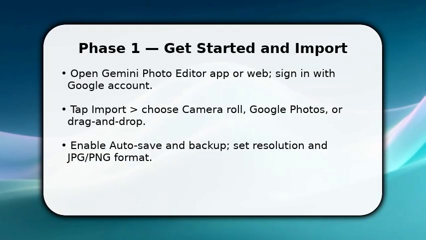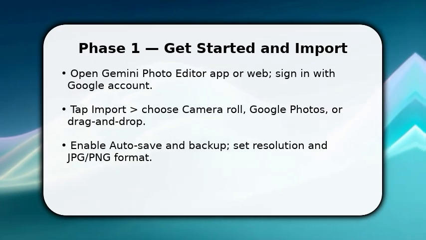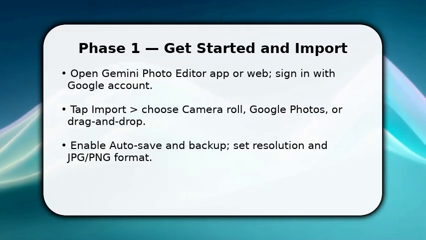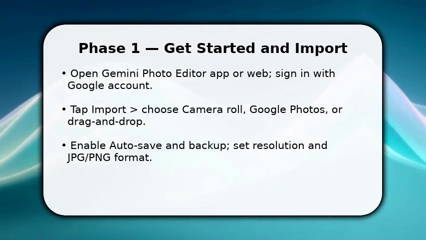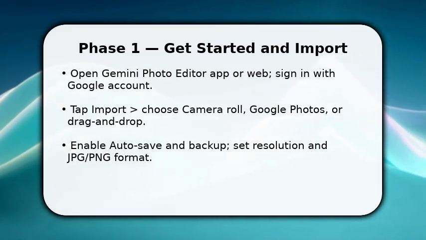You start now. Open Gemini Photo Editor and sign into your Google account so edits sync. Import the image by tapping Import or dragging files from Google Photos. Choose the highest resolution available to preserve detail. Make sure autosave is on and pick JPG or PNG per your purpose.